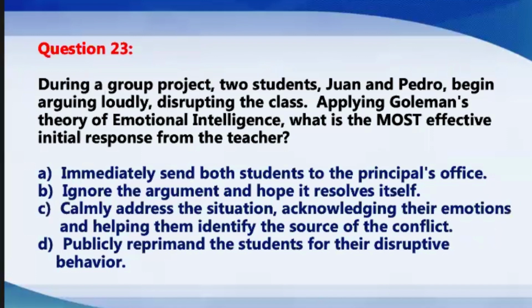Question number 23. During a group project, two students, Juan and Pedro, begin arguing loudly, disrupting the class. Applying Goleman's theory of emotional intelligence, what is the most effective initial response from the teacher? A. Immediately send both students to the principal's office. B. Ignore the argument and hope it resolves itself. C. Calmly address the situation, acknowledging their emotions and helping them identify the source of the conflict. And letter D. Publicly reprimand the students for their disruptive behavior.